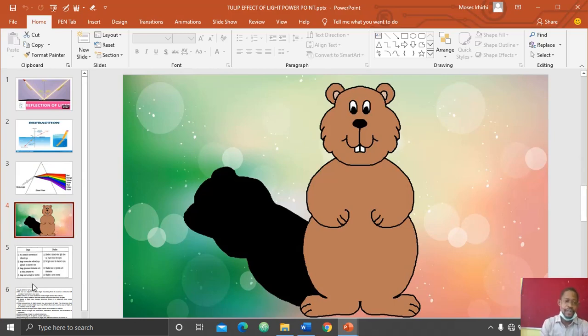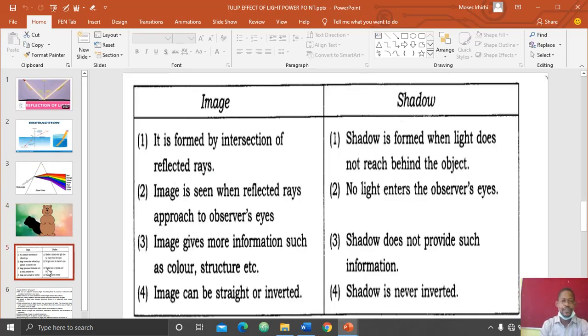The next slide will show us the difference between shadow and image. We're talking about formation of shadow. It is a mirror that we use to get an image, but in the formation of shadow, these are the differences. First, in a mirror, the image is formed by intersection of reflected rays, while a shadow is formed when light does not reach behind the object. An image is seen when reflected rays approach the observer's eye.